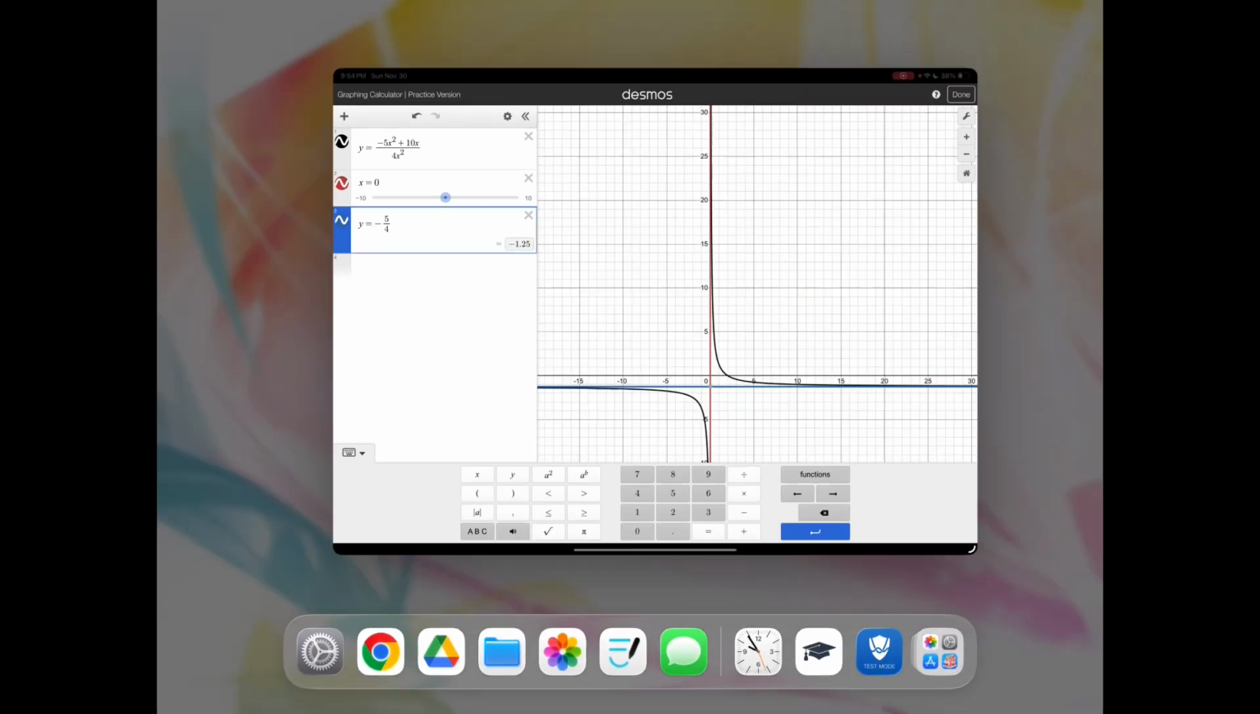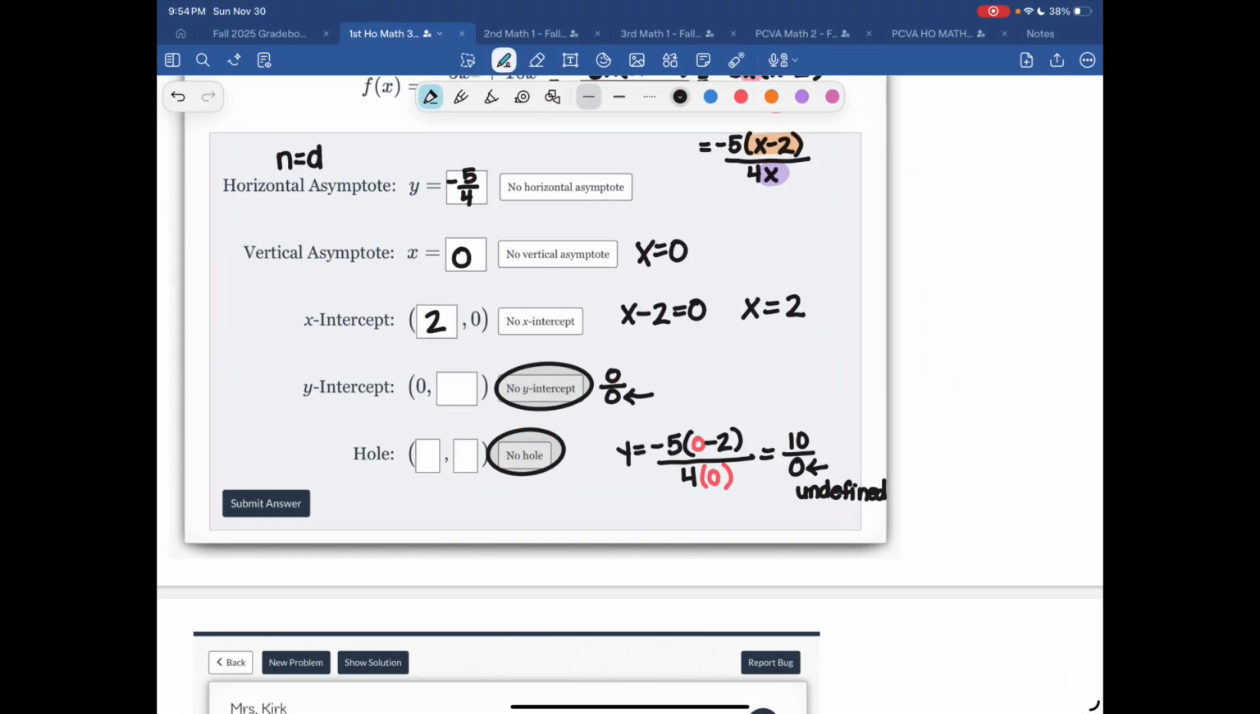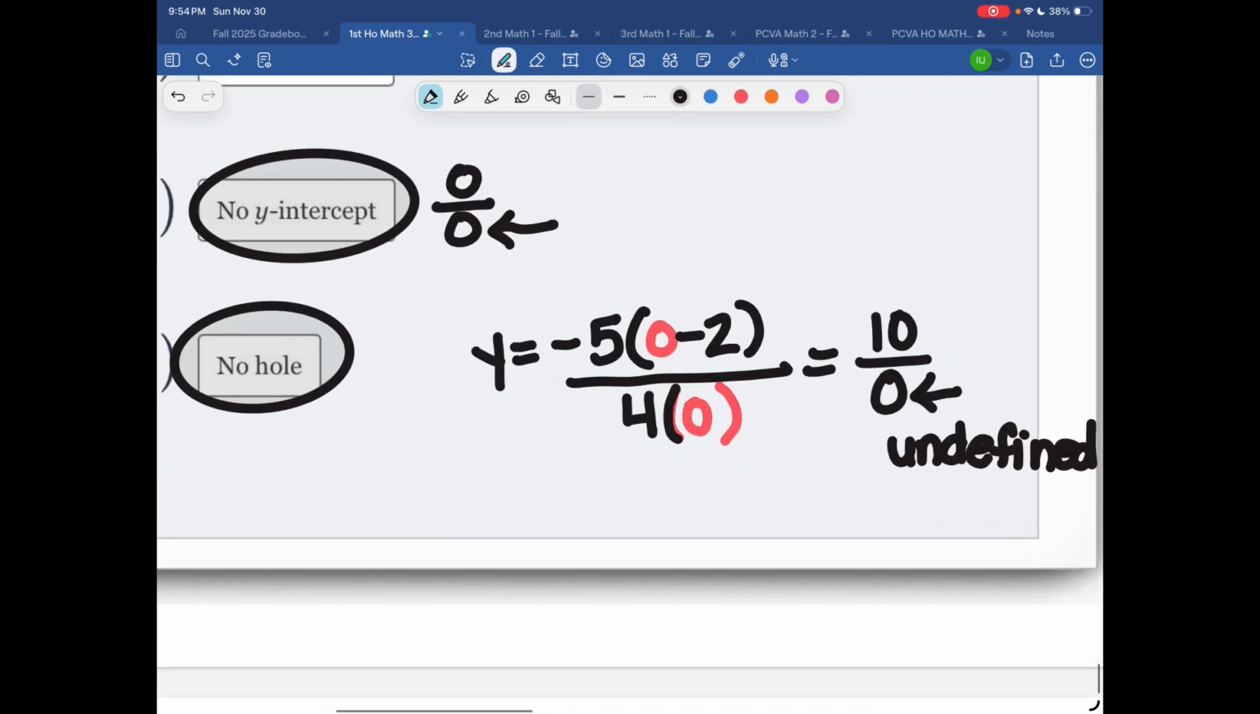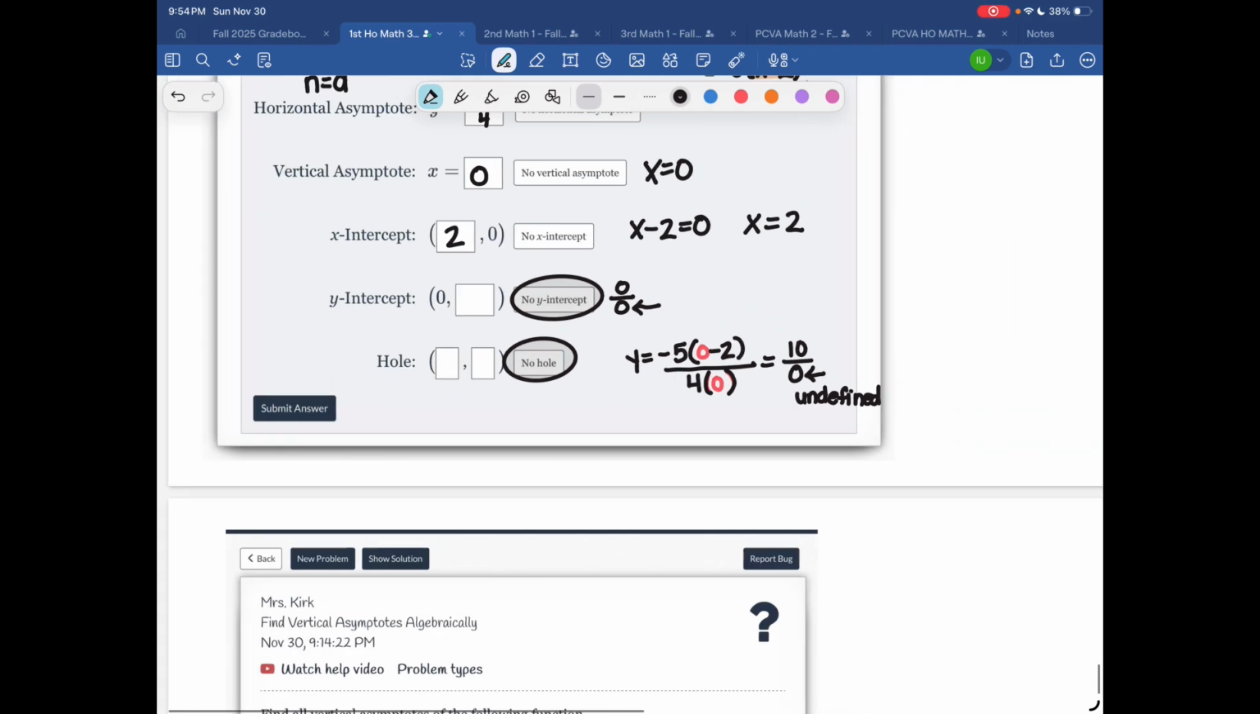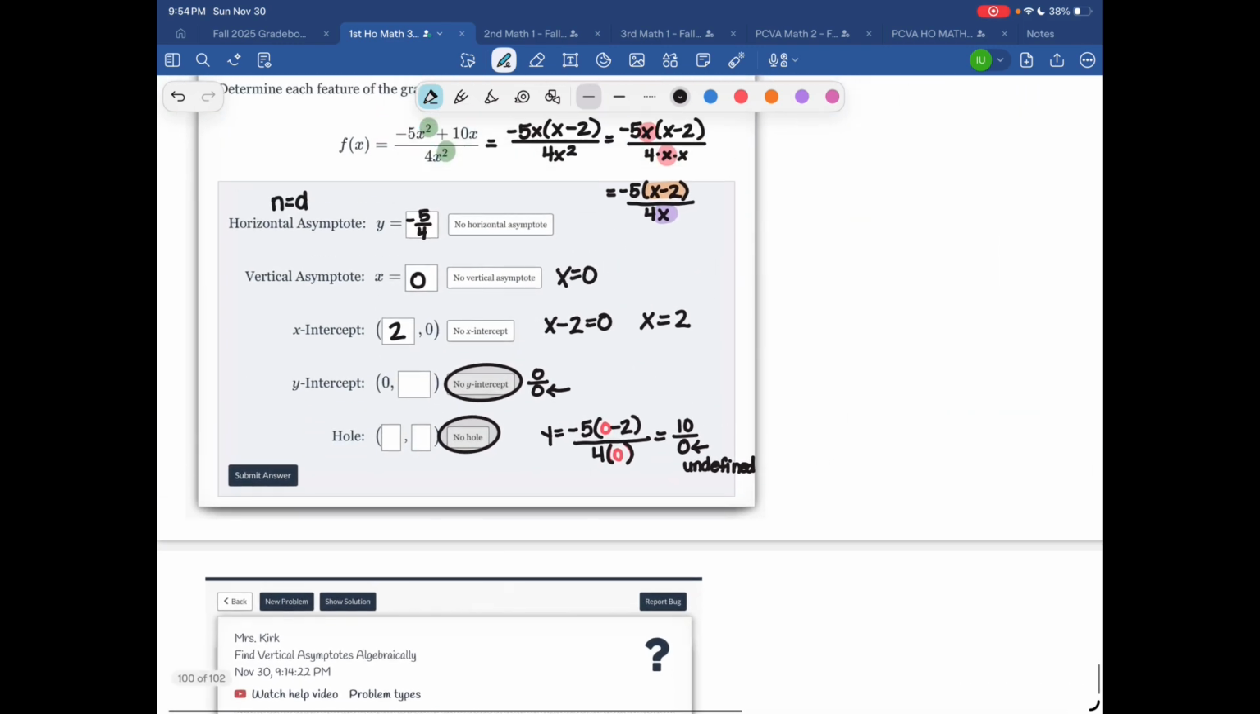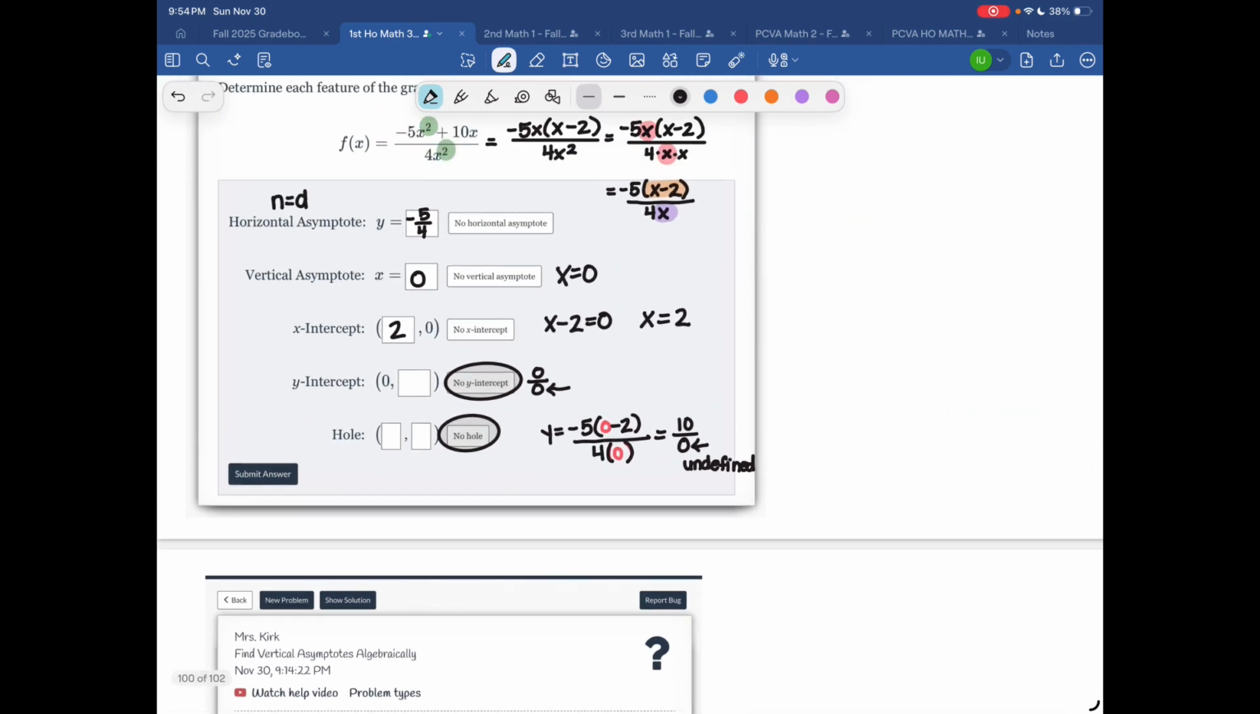So in this situation, this one kind of was a little funky because that vertical asymptote overrode the hole that was there. So just keep in mind that if you ever have that issue where it becomes undefined like that, it's because there's a vertical asymptote there. And then there's no y-intercept as well.